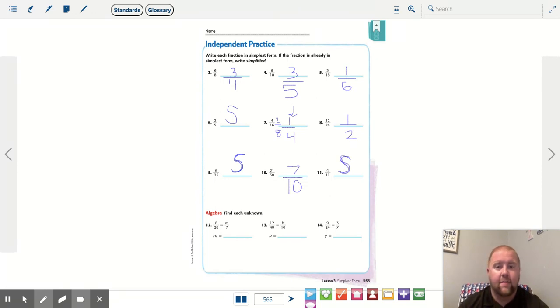Okay. And then on the bottom here, they just give you a little challenge to try and show you how simplest form can work and making equivalent fractions. Well, how did you get from 28 to 7? You divide it by 4, so you do 8 divided by 4, and that'll give you m equals 2. This one, same thing. How'd you get from 40 to 10? You divide it by 4. So you do 12 divided by 4, and that gives you b equals 3. All right, and then the last one, how'd you get from 9 to 3? You divide it by 3. So 24 divided by 3 is going to give you 8.